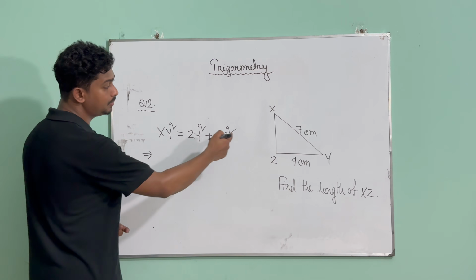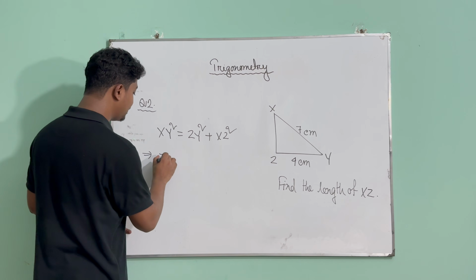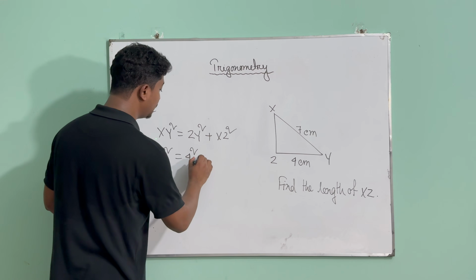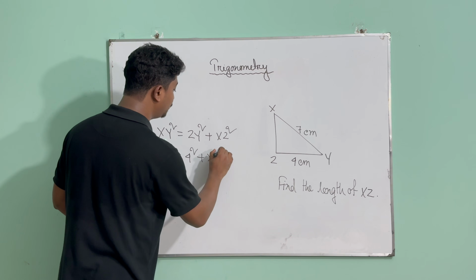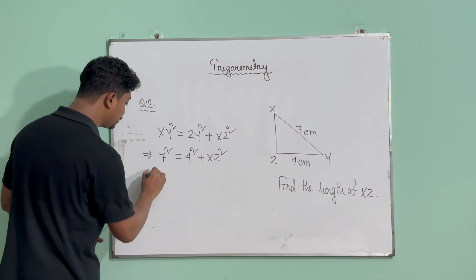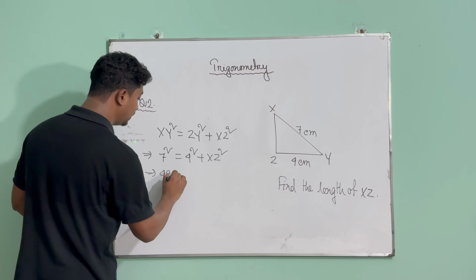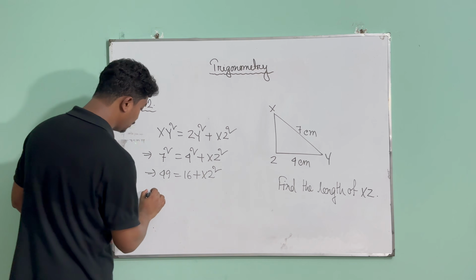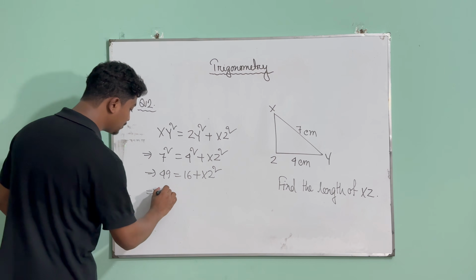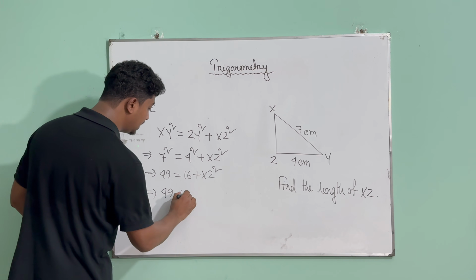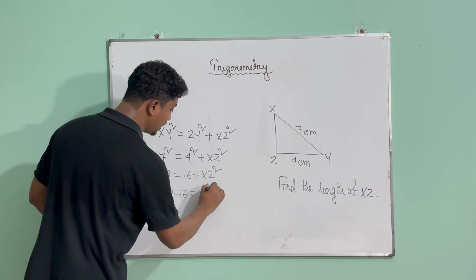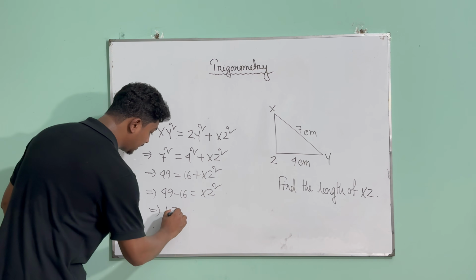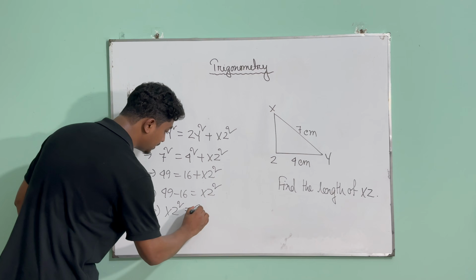So we have XY, that means this one is given. So it is 7 square equals ZY, which is 4, so 4 square plus XZ square, we don't have it, we are asked to find it. So 7 square is 49 and 4 square is 16 plus XZ square. When you bring that 16 to the other side, it's going to be 49 minus 16 equals XZ square, right? Let's just switch sides to make it better. So XZ square equals 33.